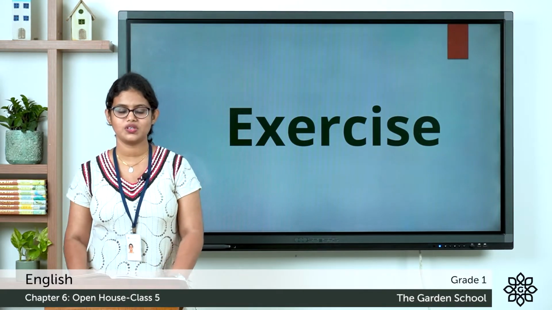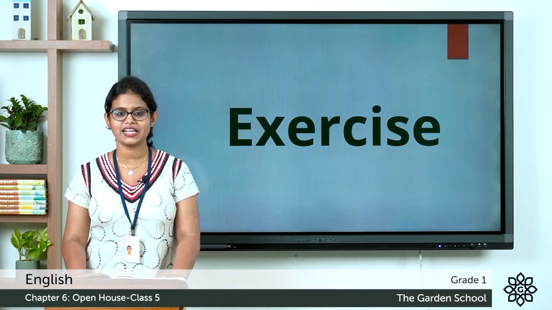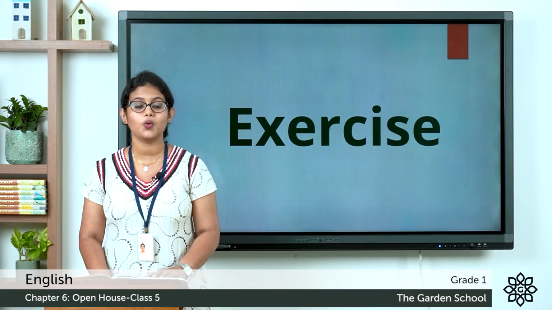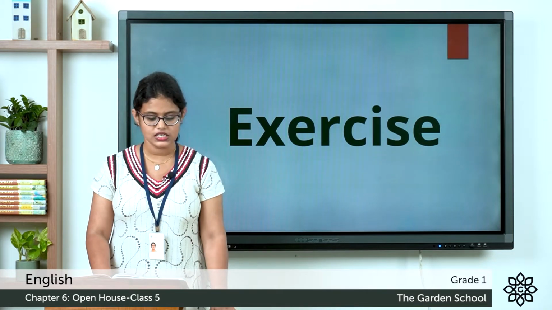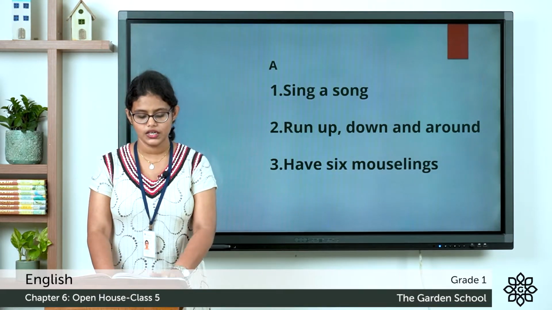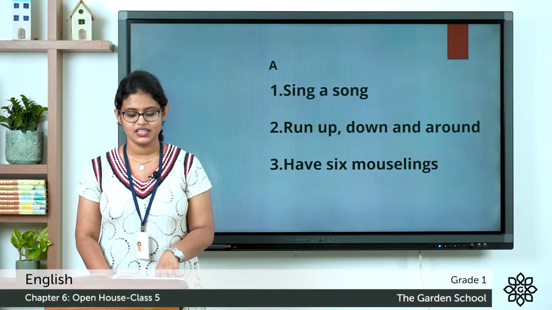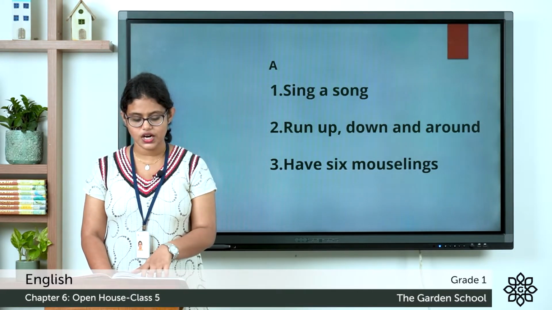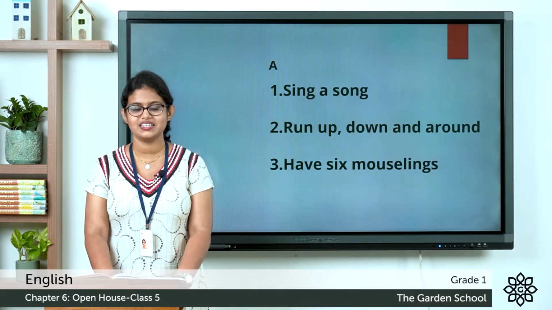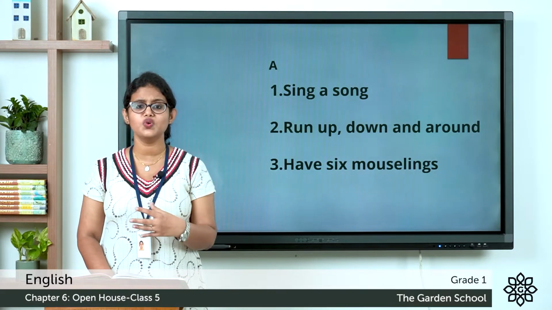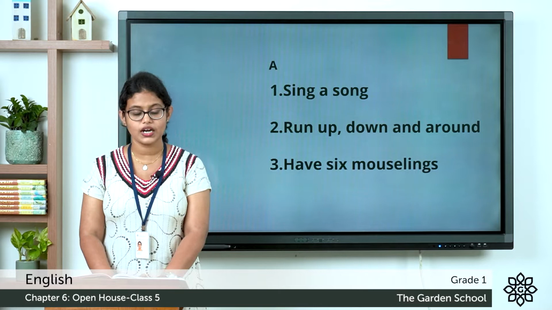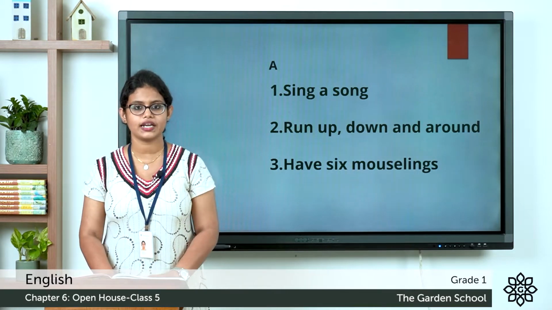Sing a song. So, in the poem, it clearly says that the tree wants on its branches a bird with a song. So, the answer, sing a song. Moving to the next one. You can see the picture of a squirrel. So, two options given. Run up, down and around, cry. So, what the tree wants? The tree wants the squirrel to move all around the tree. So, what is the answer? The first one. Run up, down and around.